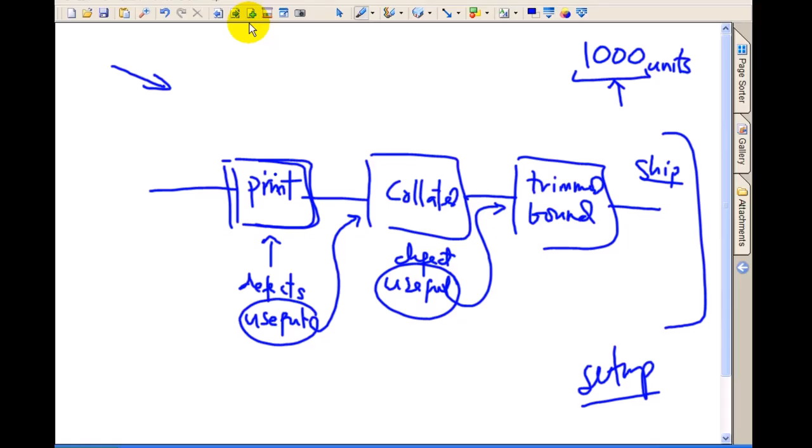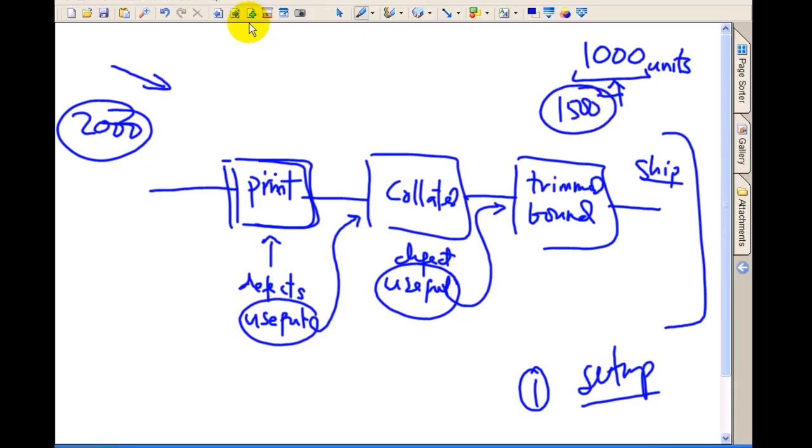So essentially you would want to have just one setup, and be able to meet the ordered number of units. What happens if you are very conservative? You started with 2,000 units to account for the defect rates along the way, so that in the end you produce 1,500 usable units.